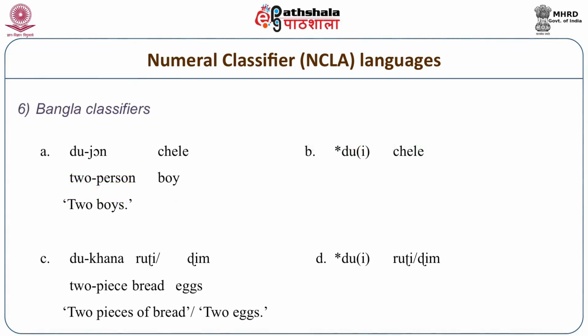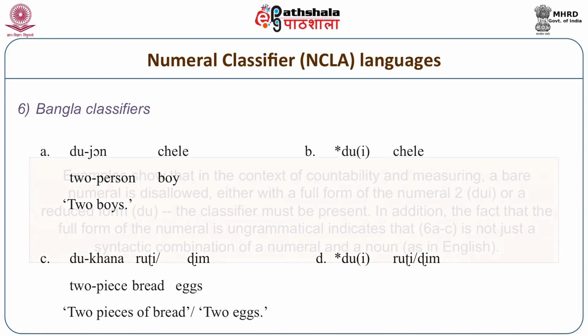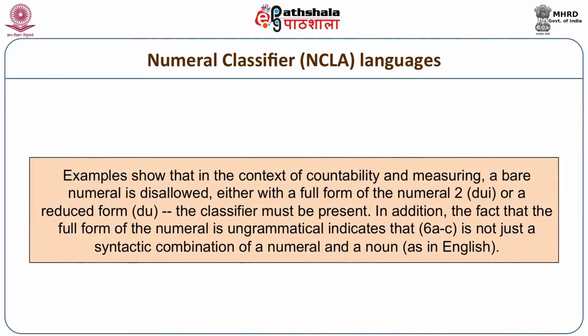So you can say Du Jon Chile. You cannot drop the classifier in this. However, you can say Du Khana Roti, which is two pieces of roti, or you can say Du Khana Dim, which is two eggs. So mensural classifiers arise in the context of countability and measuring. And a bare numeral in such cases is always disallowed.